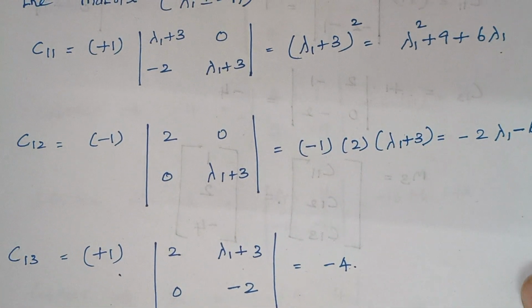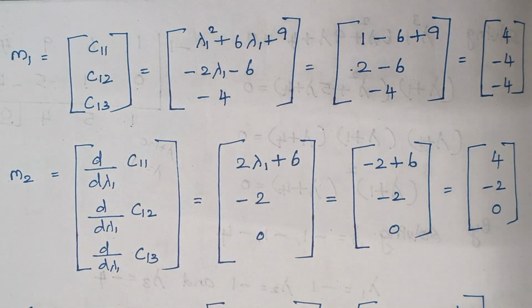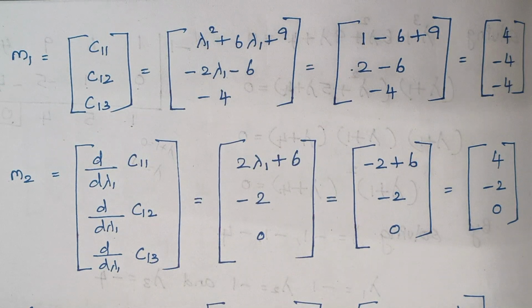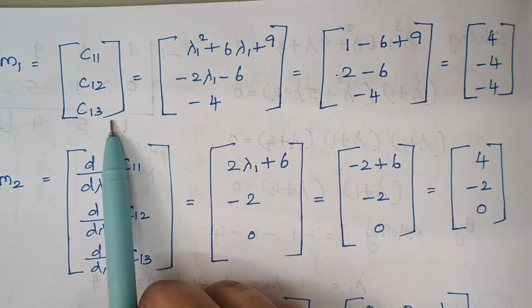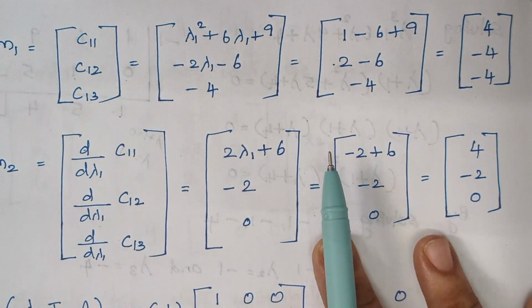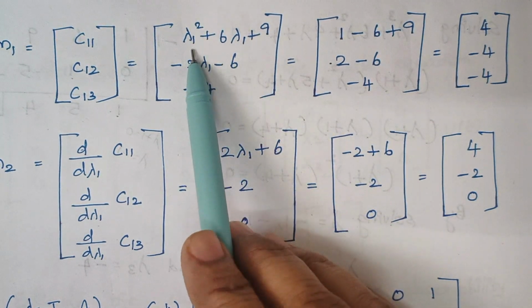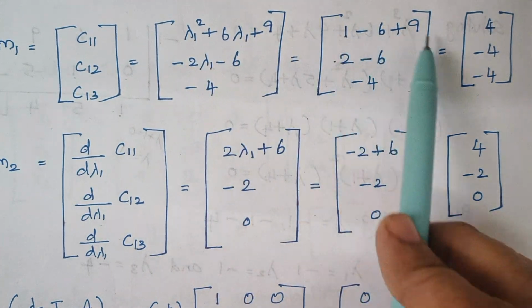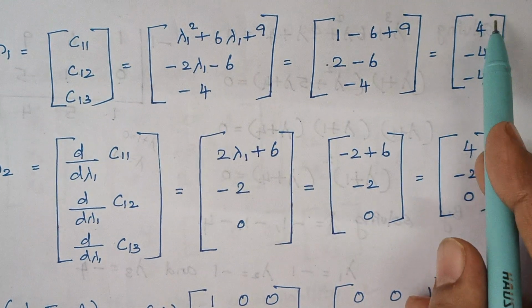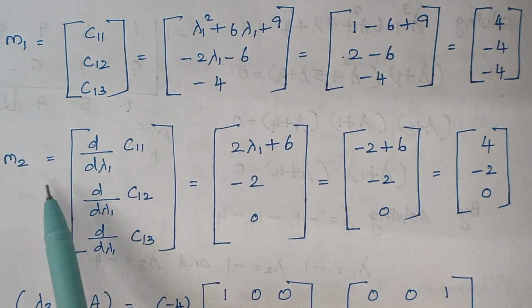So here we have calculated C11, C12 and C13. The next step is we are going to calculate M1, M2 and M3, right? So M1 is nothing but C11, C12, C13, which we just calculated, right? So just write it over here. And the next thing is, the value of lambda 1 is minus 1, right? When you substitute the value of lambda 1 as minus 1, finally we end up with this matrix, right?